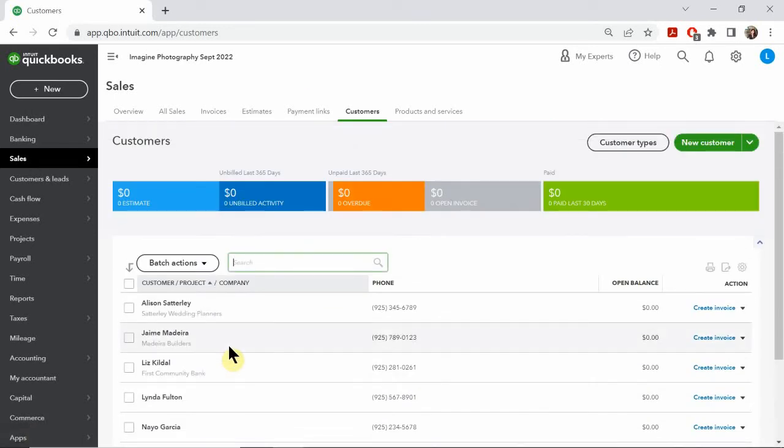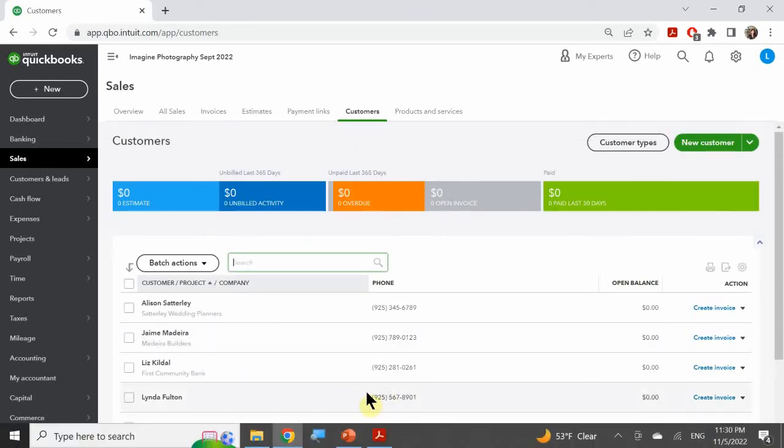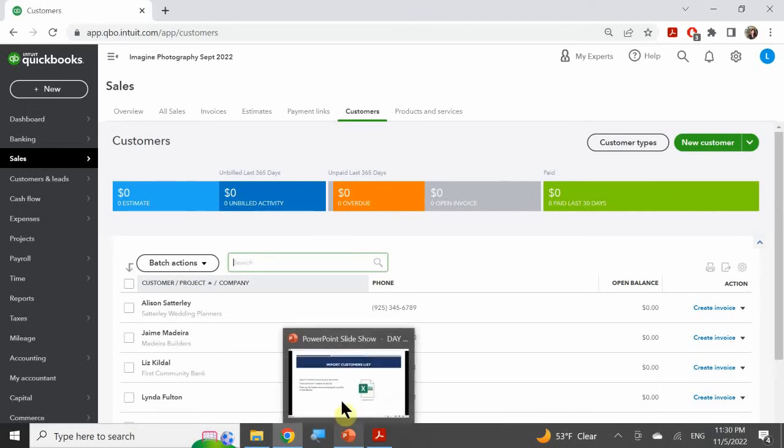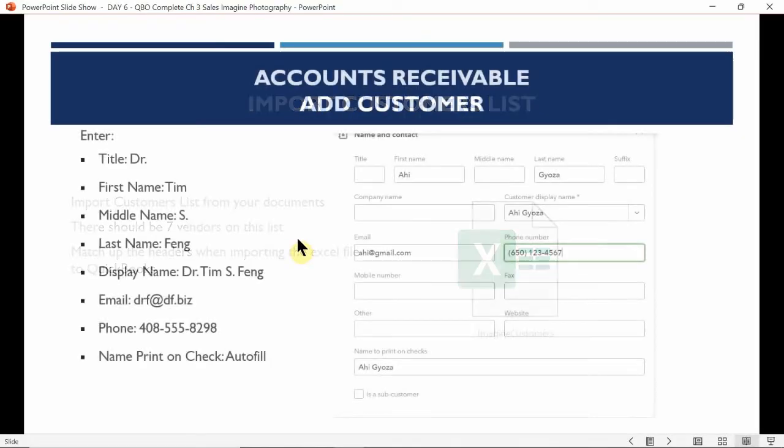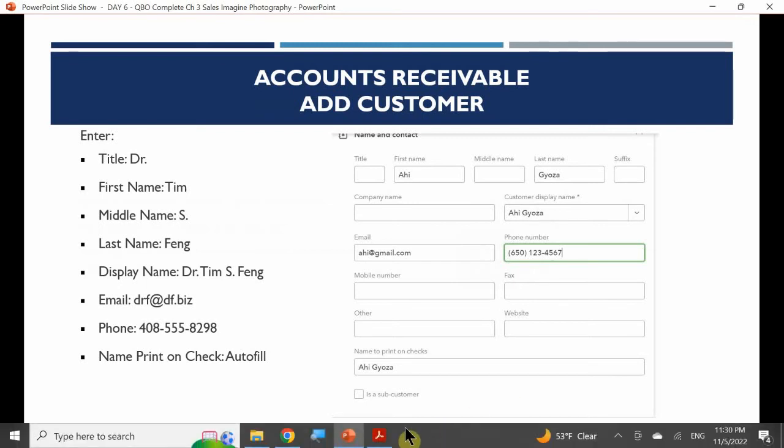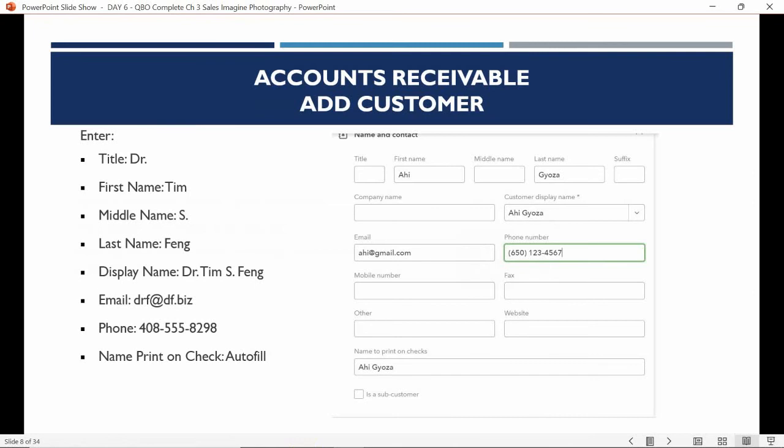I imported my customer list. So let's see what we're going to do first. First, we're going to go ahead and add our first customer. Let's add in Dr. Tim S. Fay. This one is directly from your book, and it will walk you through entering Tim S. Fay into your customer's profile.